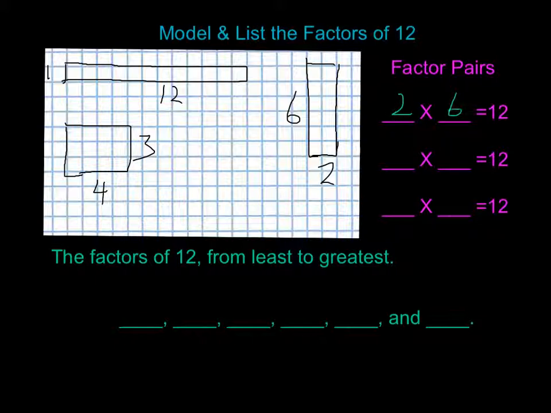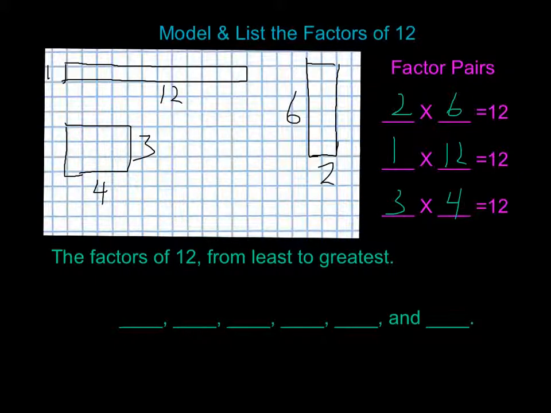2 and 6. And then let's go our 1 and 12. And our 3 times 4. Once again, it doesn't matter how we do it as long as our factors are put together.